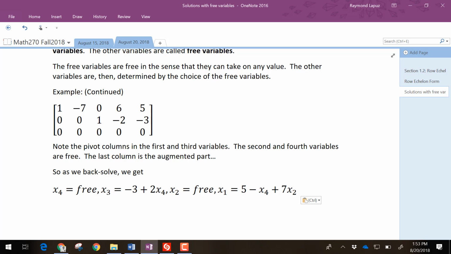Yes, in this case, we had 4 variables and we had 3 equations, and actually the 3 equations just came down to 2 equations.